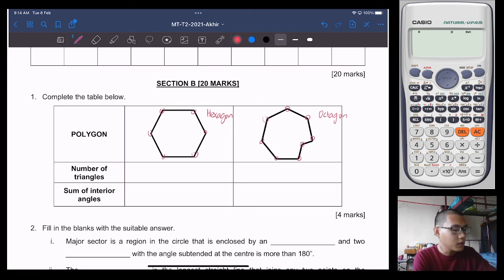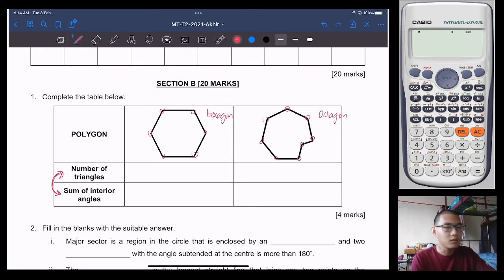Okay, so they ask you to find the number of triangles and the sum of interior angles. So they ask you to find these two pieces of information, which means they have some relationship between them. Okay, 有关系的. So we try to find out why we need to find the number of triangles before we find the sum of interior angles.